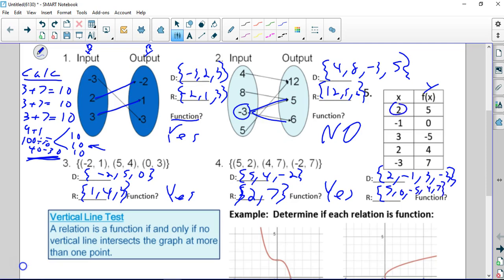Well, 2 gives us 5, but 2 also gives us 4. At that point, it's no. It can't be a function because when we put in 2, we don't know what's coming out. And we don't want that uncertainty.